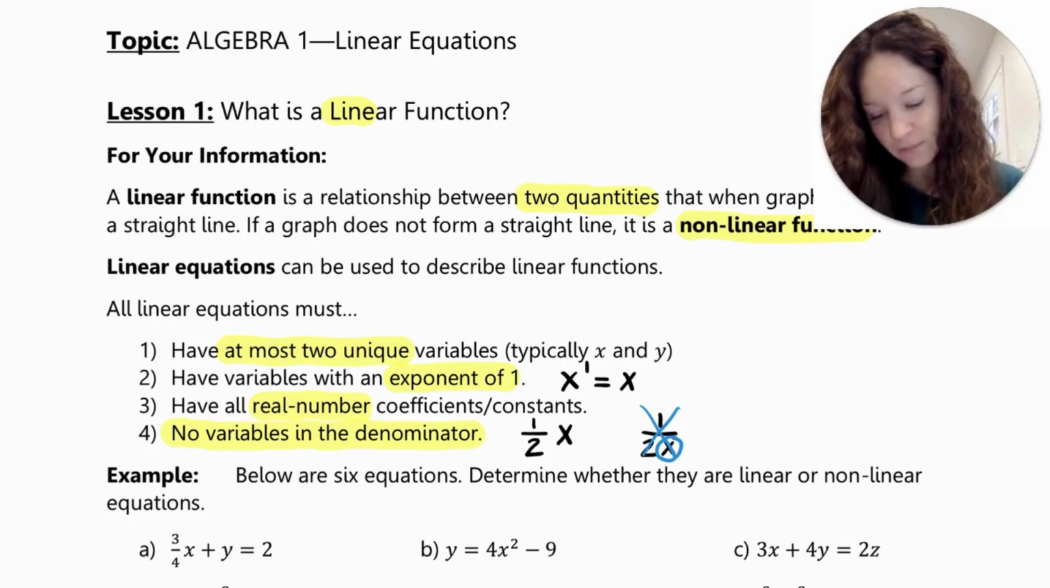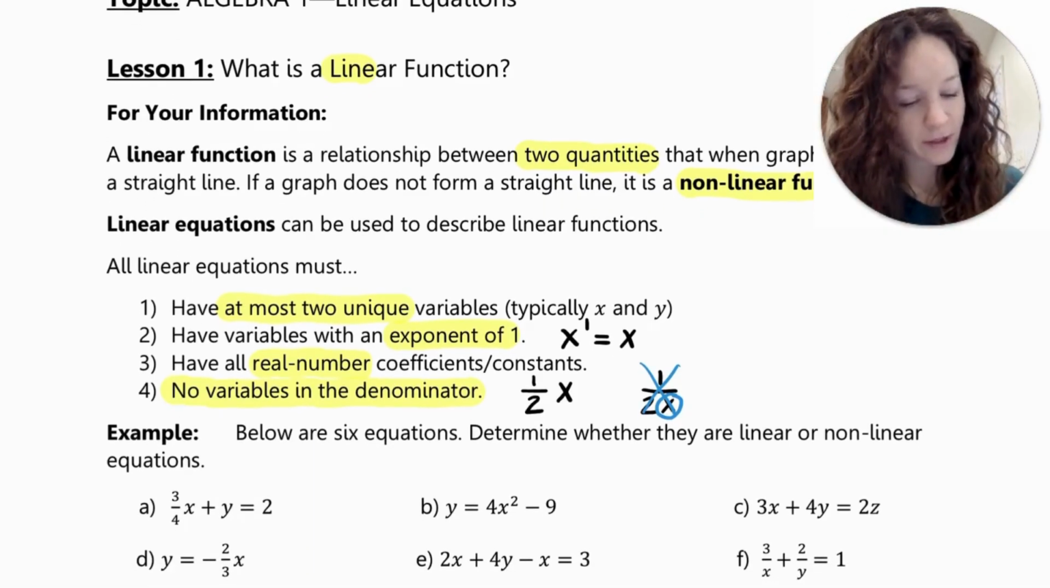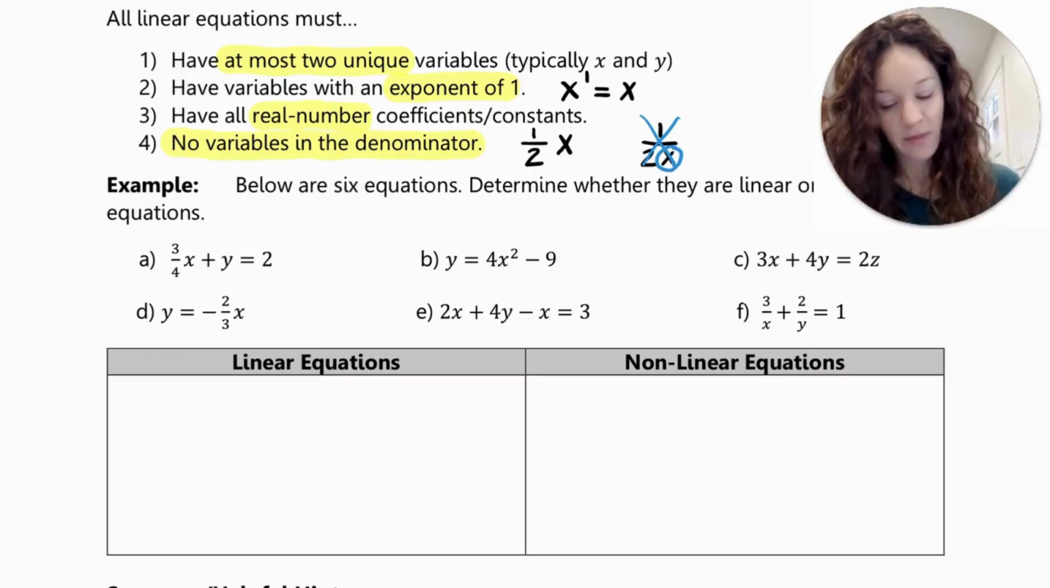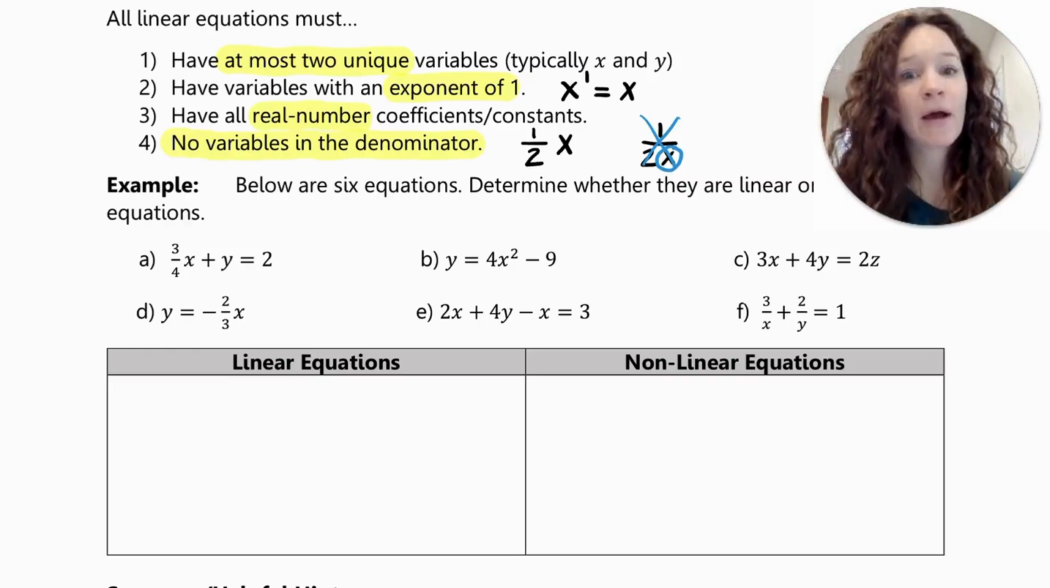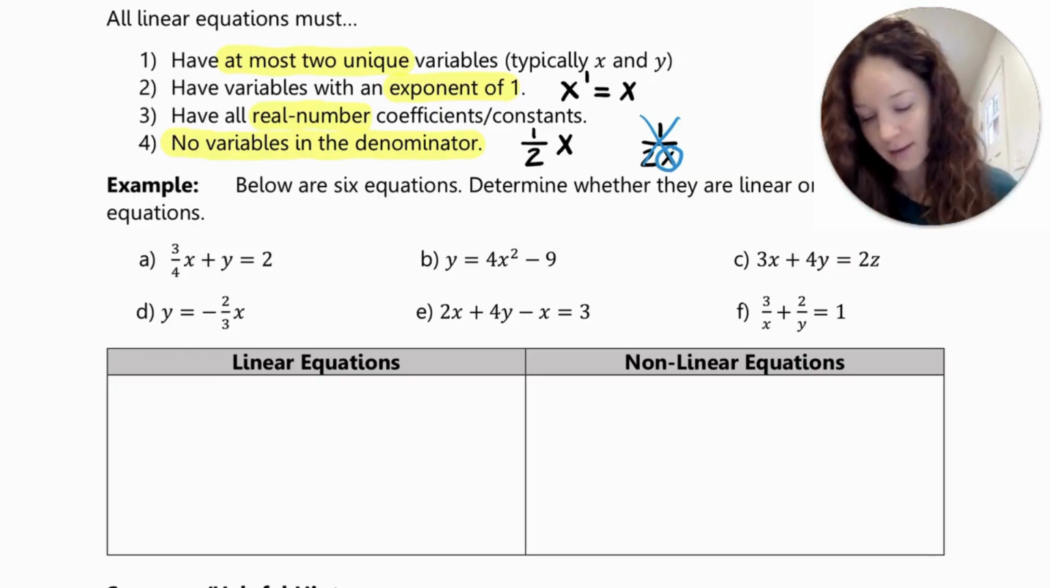Looking here, we have 6 equations, A through F. We are going to determine whether they are linear or nonlinear. And rather than write linear, nonlinear, we're just going to put them in their boxes. I'm going to talk about for each one what makes it linear or what makes it nonlinear.